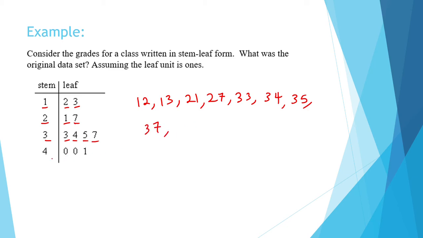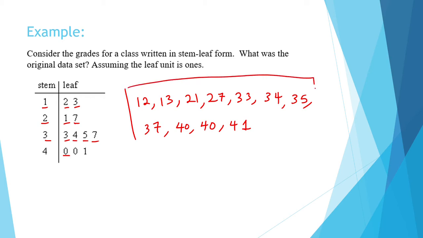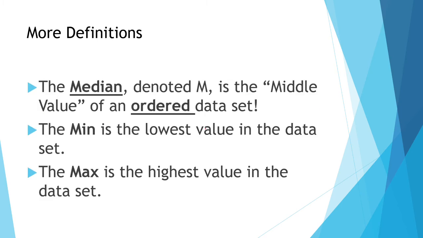37.4, 0 represents 40. We have another 40. And finally, we have a 41. So this is the original data set. Let's look at more definitions.